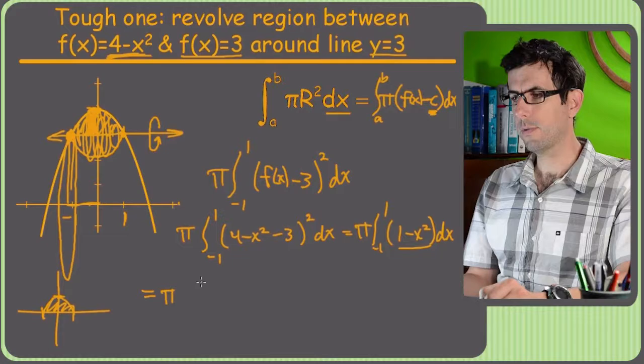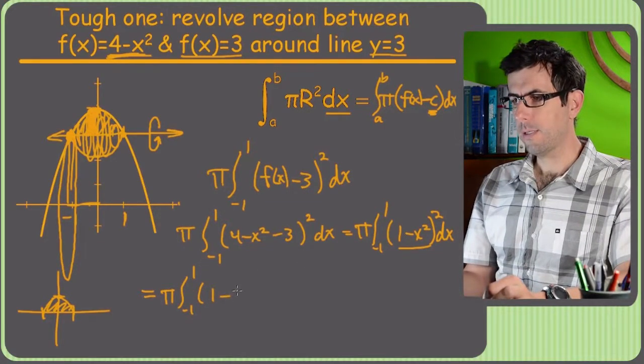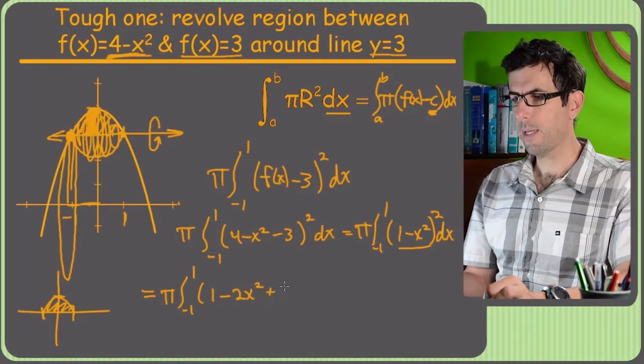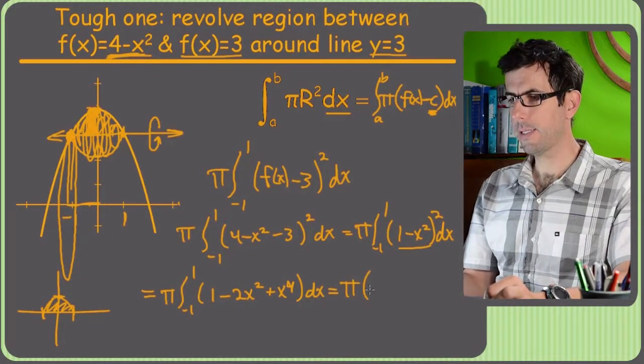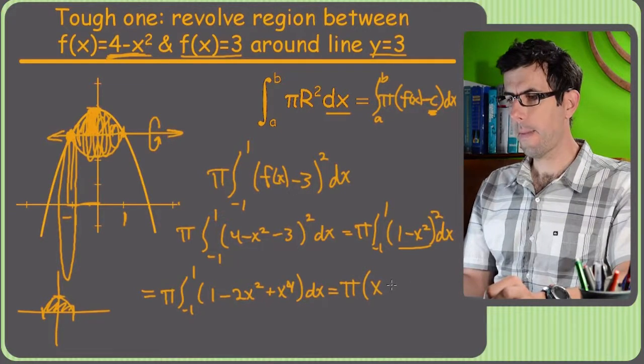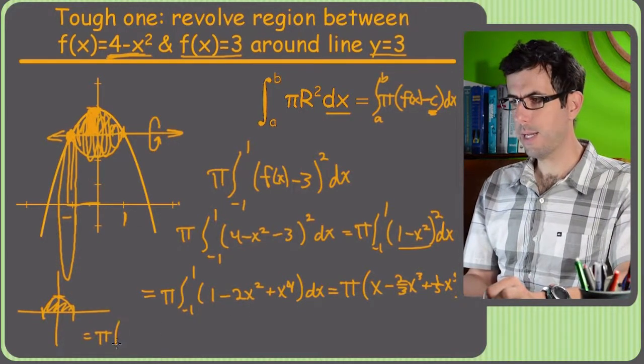Pi times, oh man, I forgot my squared. I am crazy. So easy to forget the squared, I'm telling you. So that's going to be 1 minus 2x squared plus x to the 4th dx. All right, it's going to be pi times x minus 2/3 x cubed plus 1/5 x to the 5th from -1 to 1. Boy. So that's pi.